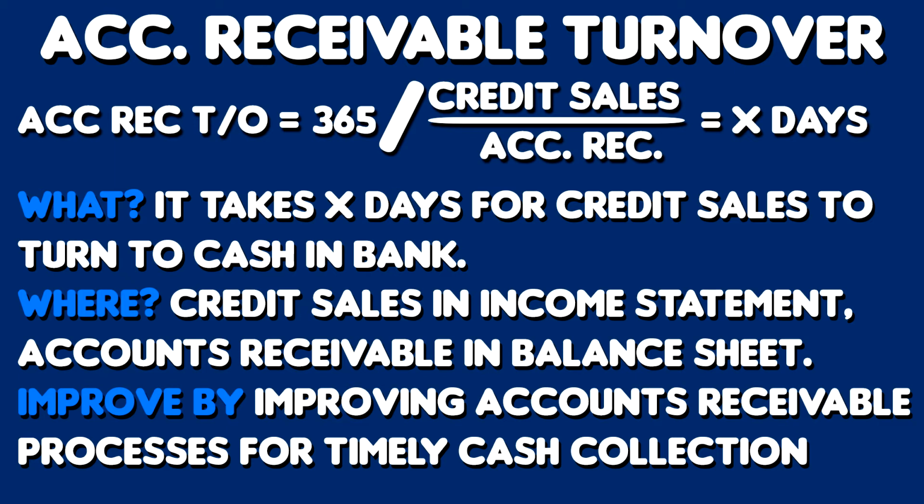So it takes X days for credit sales to turn to cash in bank. We can find these figures. Credit sales, being a revenue item, will be found in the income statement, and accounts receivable, an asset, which may also appear as debtors on some balance sheets, is the money that is owed to us, whether that is somebody purchasing something, we give them an invoice and they just haven't paid that yet. So that is accounts receivable. They're an asset. We expect to get financial benefit from them within the next 12 months.